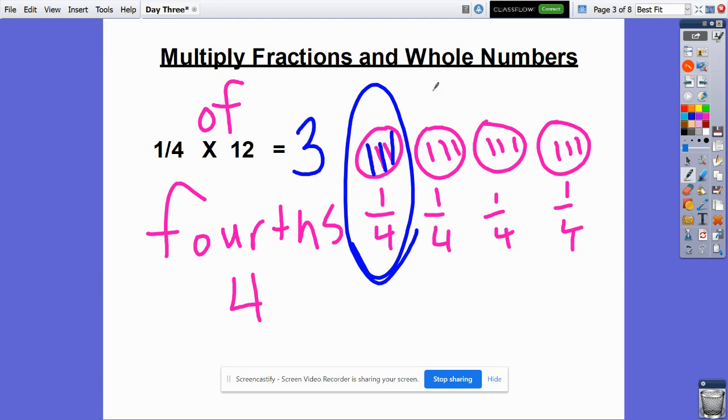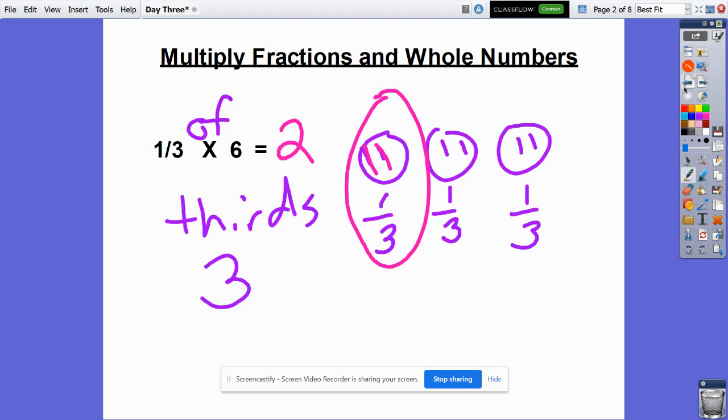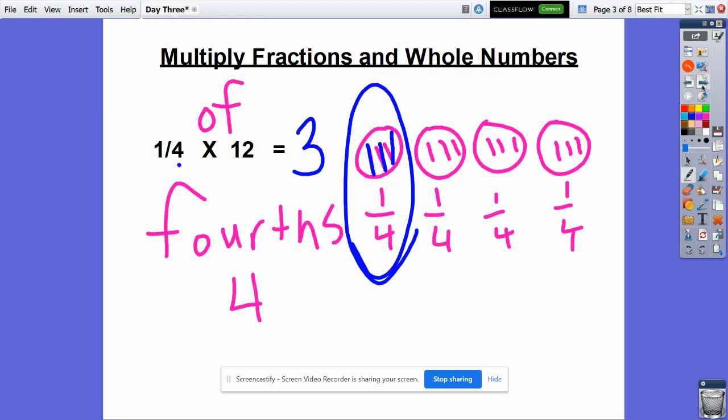You might start to notice a pattern. If I look back, I see 1/3 of 6 is 2. Well, what is 3 times 2? I see 1/4 of 12 is 3. What is 3 times 4? This is an interesting pattern that some of you may notice.